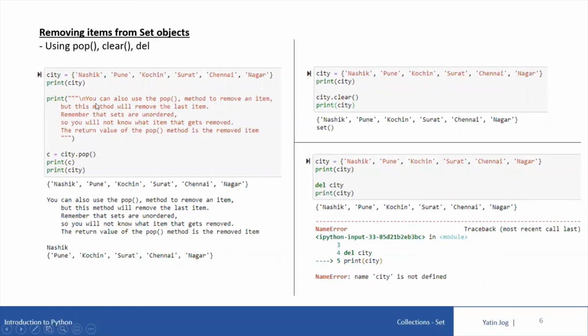So this is how you can use pop method, clear method and del function to remove items or to remove the complete set object from the execution memory.